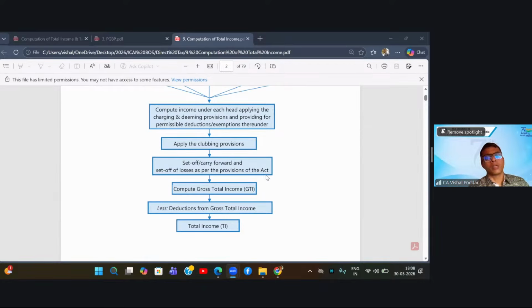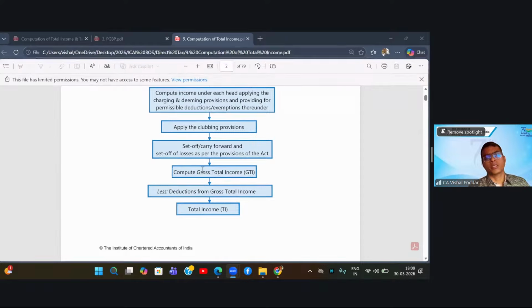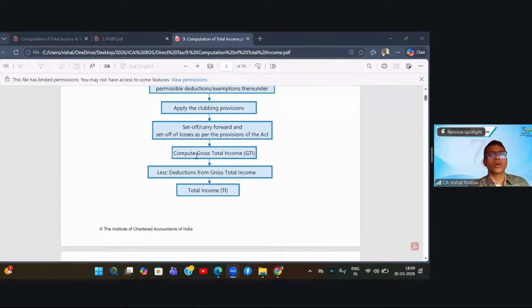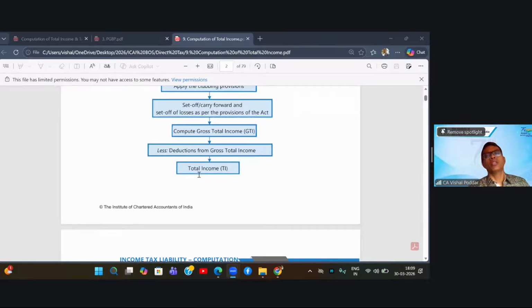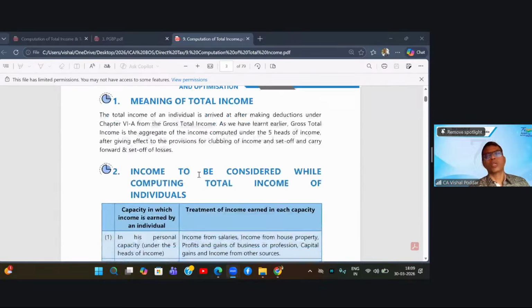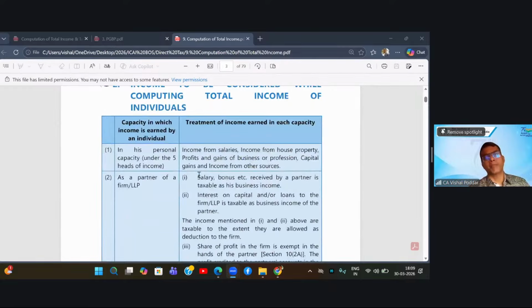After this, you compute all heads, including the clubbed incomes. Certain heads may have losses. Wherever there are losses, now you have to apply the provisions of set off, first under the same source or same head, then under other heads. What cannot be set off will be carried forward to the next assessment year. Then you reach your gross total income. From that, depending upon the scheme, you will deduct the deductions and reach the total income. Now, on this total income, you have to compute the tax.